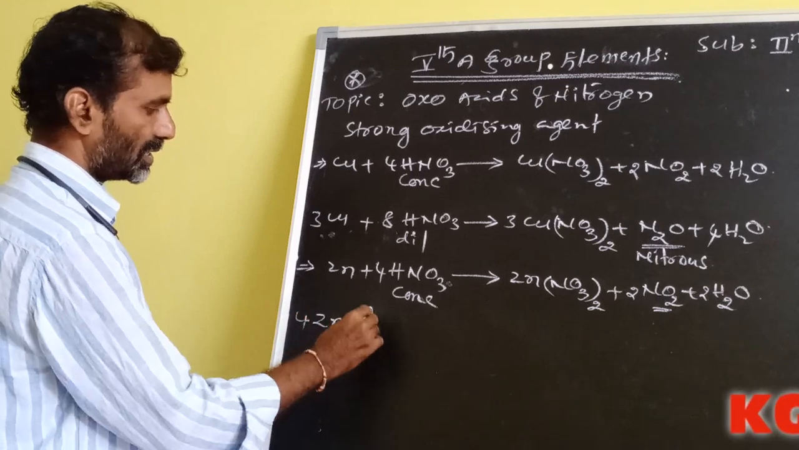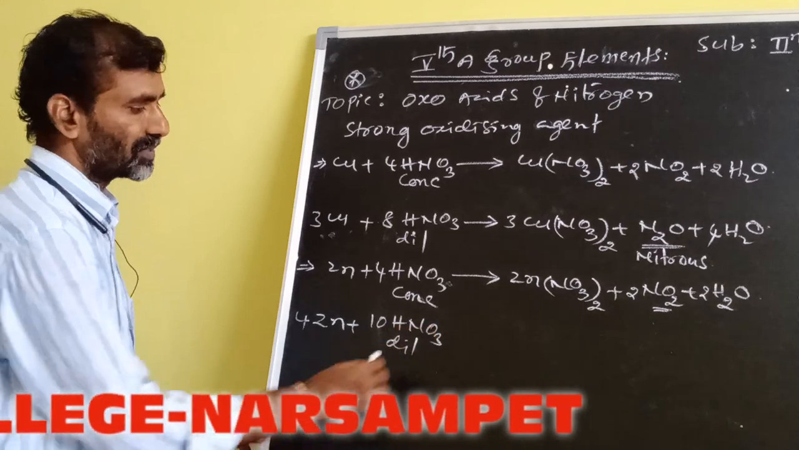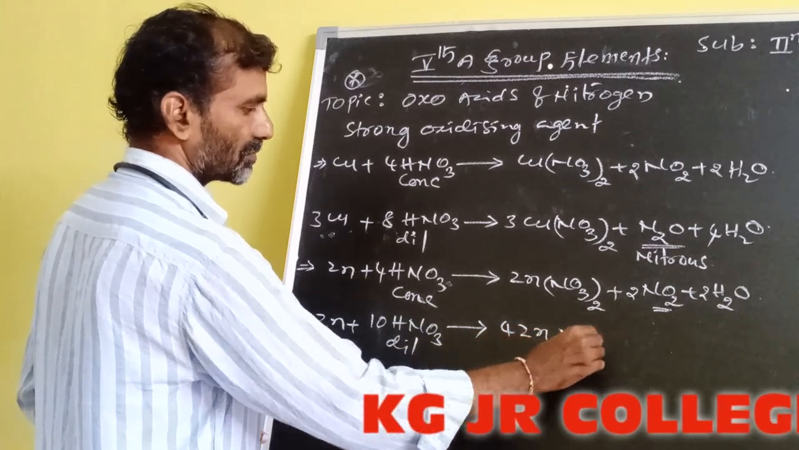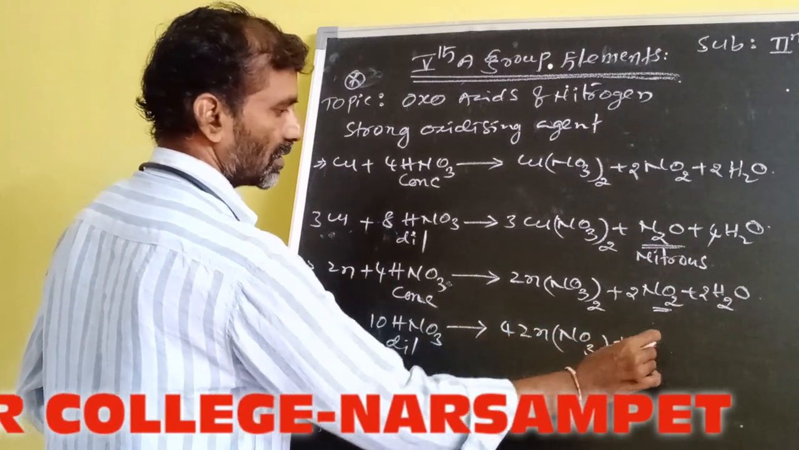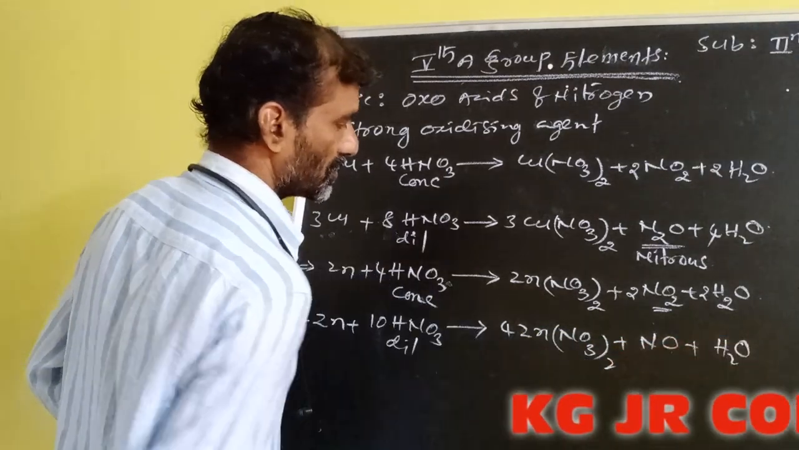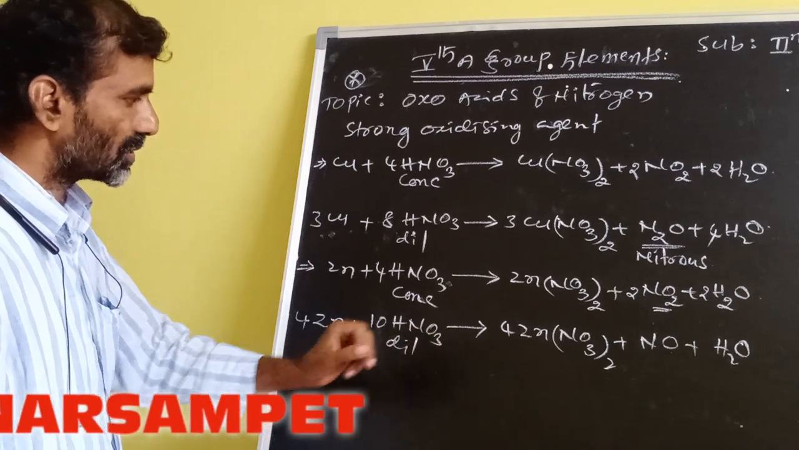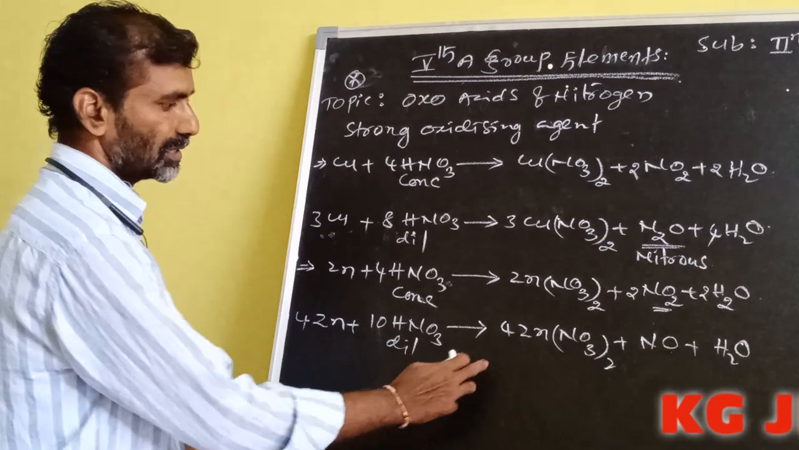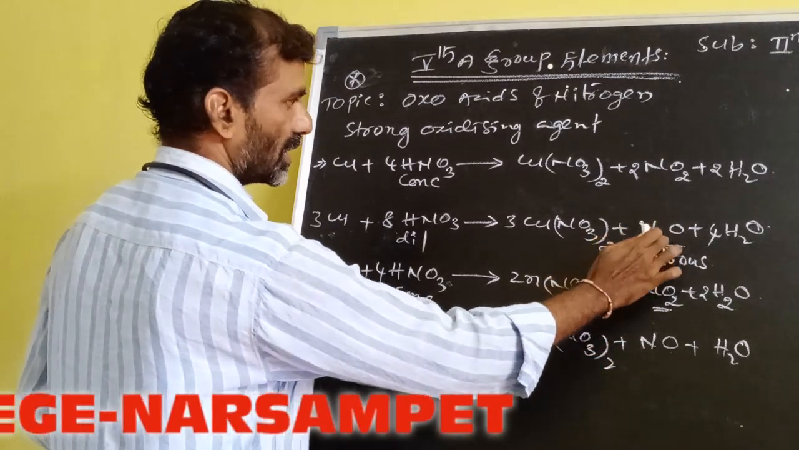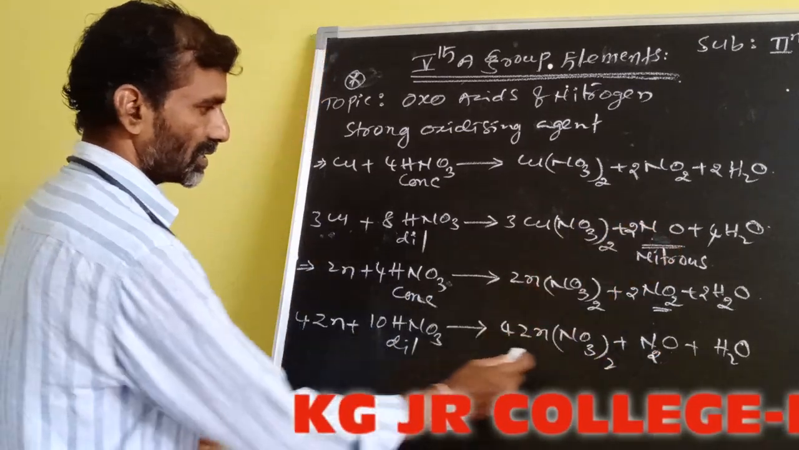4 moles zinc, 10 moles of HNO3, it is dilute, giving rise to 4 moles of zinc nitrate plus NO plus water. Zn plus HNO3 gives rise to zinc nitrate and N2O. Sorry, here is NO. Sorry, 2 moles of NO. Here is N2O. The 5 moles.